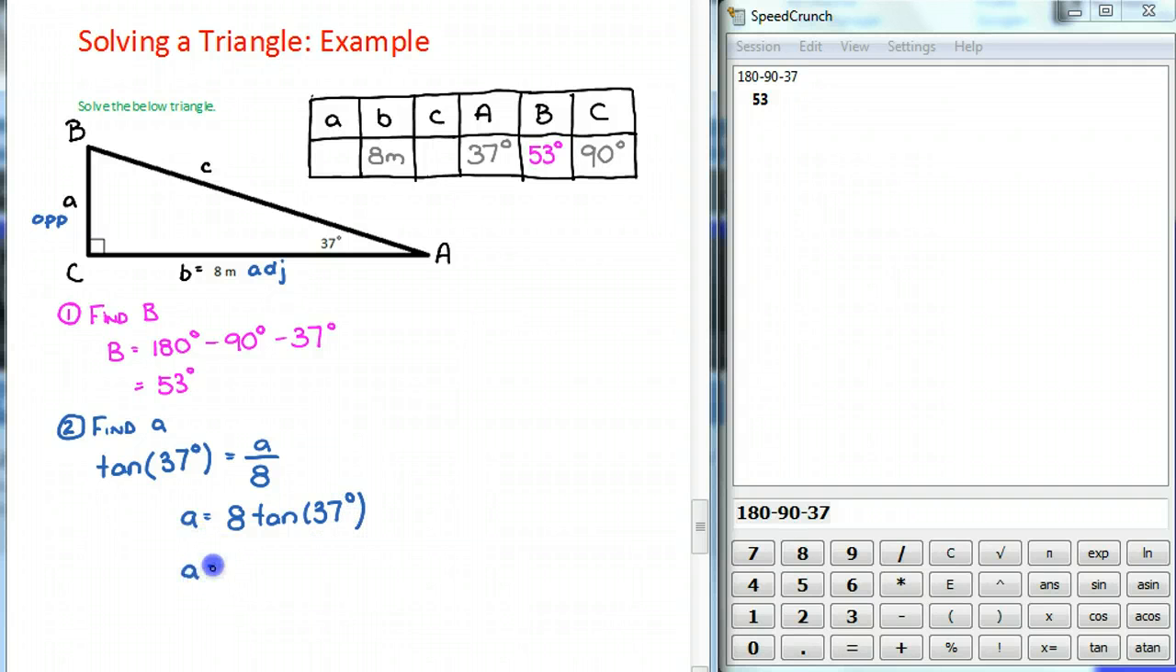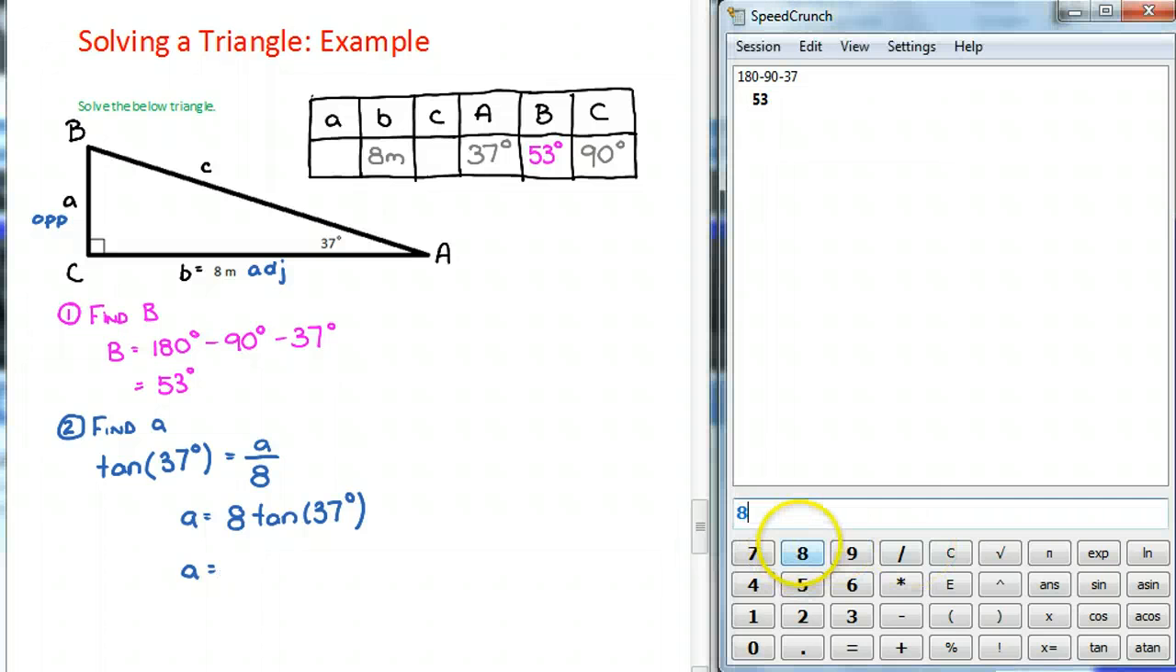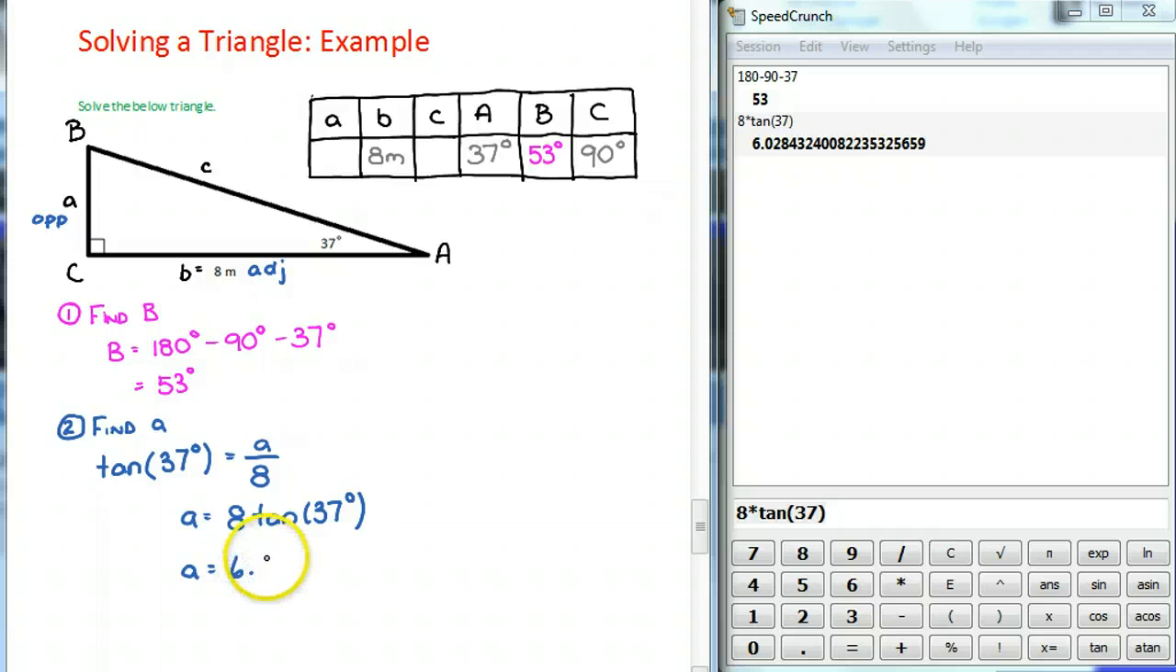So A is equal to, and now I'm just going to type this into my calculator, 8 times tan of 37, and I get 6.028 meters. So we have 6.028.